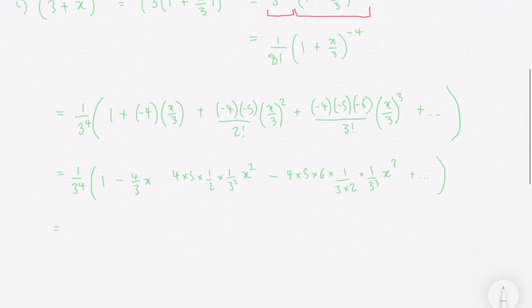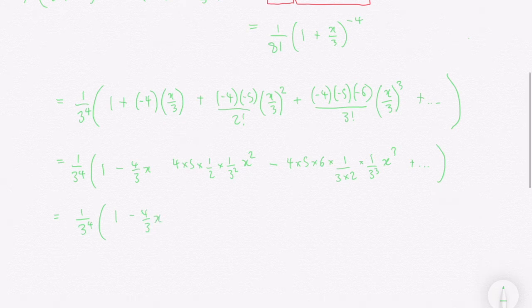And now let's simplify this. We get 1 minus 4 over 3 lots of x. We have nothing to cancel. We have a factor of 2 cancelling with the 4, so we have 10 over 9 lots of x squared. Here we have the 6 cancelling with this 6 here, so we have 20 over 27 x cubed. And that is probably a good enough answer.